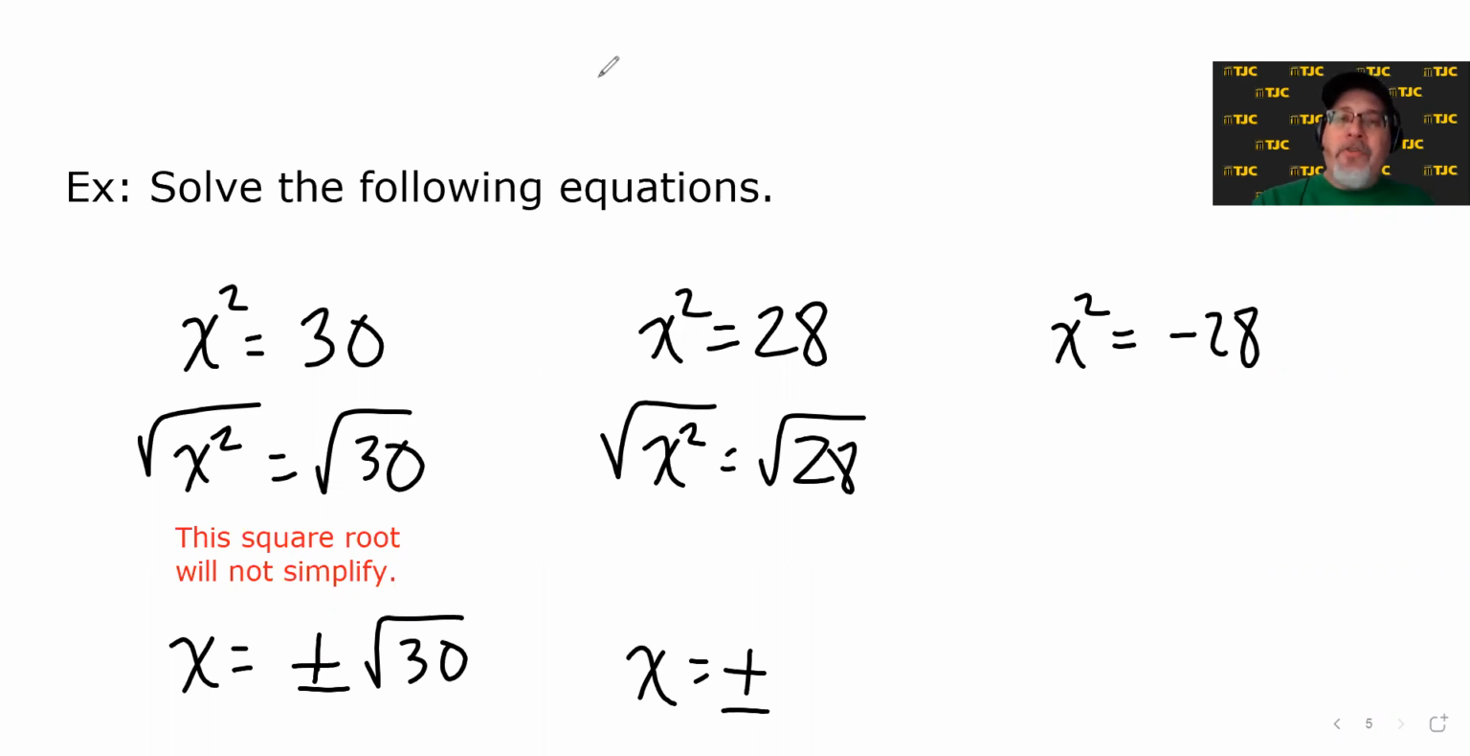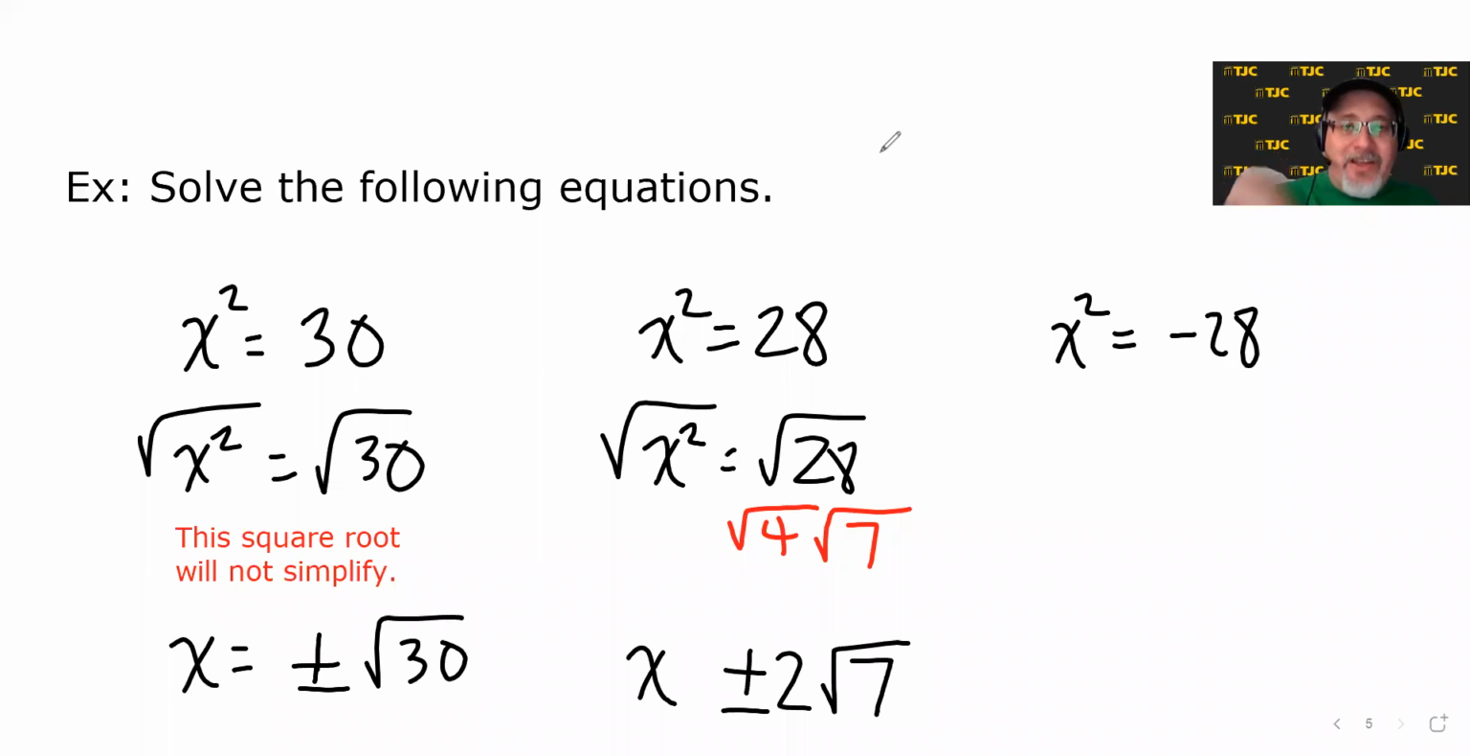But under the square root, we have a 28, and that can be dealt with because we can split the square root of 28 into the square root of 4 times the square root of 7. And the square root of 4 is 2, so we know that answer. We don't know the square root of 7, so we're stuck with it. And our final solution is x equals plus minus 2 times the square root of 7.